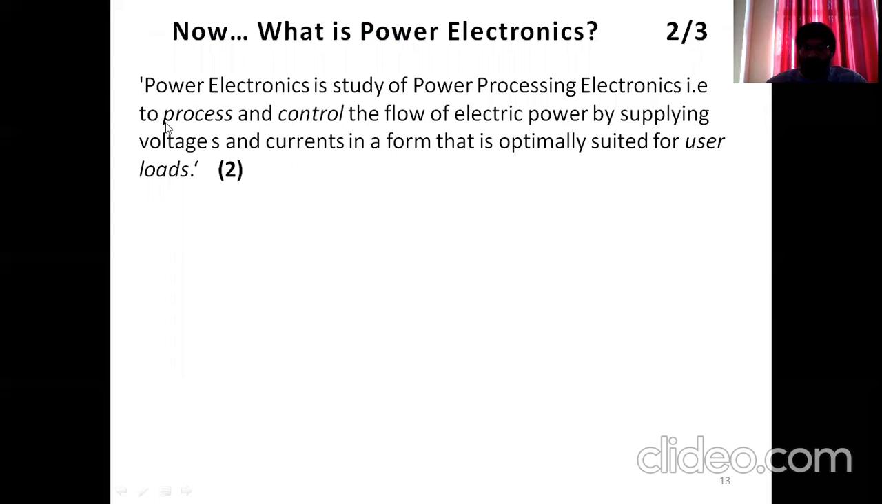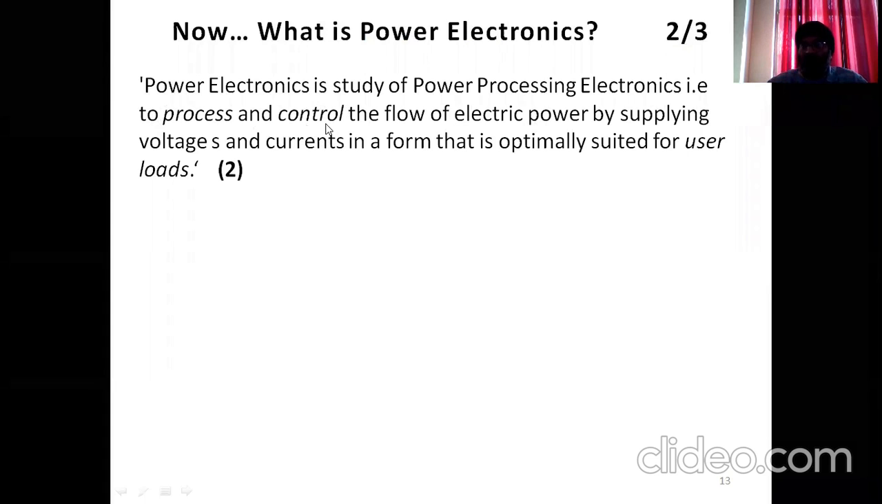So let's say if we have a diode over here, we process the signal. If we have a transistor in a circuit, we process as well as control the signal. And the signal is the flow of electric power. So we can do both process and control. Control means how much to process and how to process. What is the value of processing? Either increasing or decreasing, or how much to increase or how much to decrease. That is possible by the control signal.